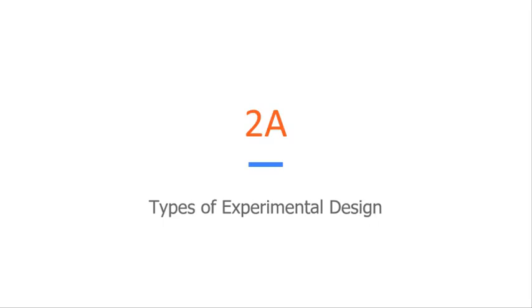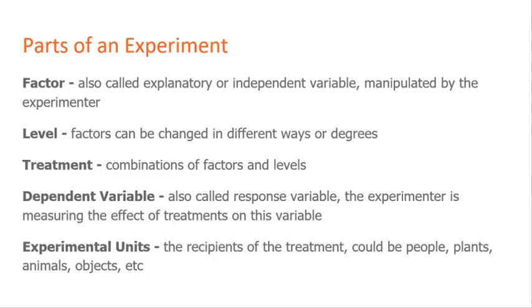Lesson 2A, we're going to talk about the different types of experimental design. So we have some vocabulary that we need to know first. All right, a factor. This is also called the explanatory, or in science, the independent variable. So this is the thing that we are changing.